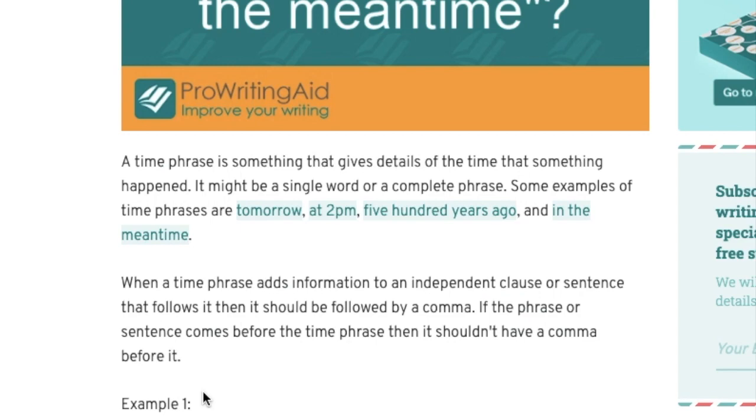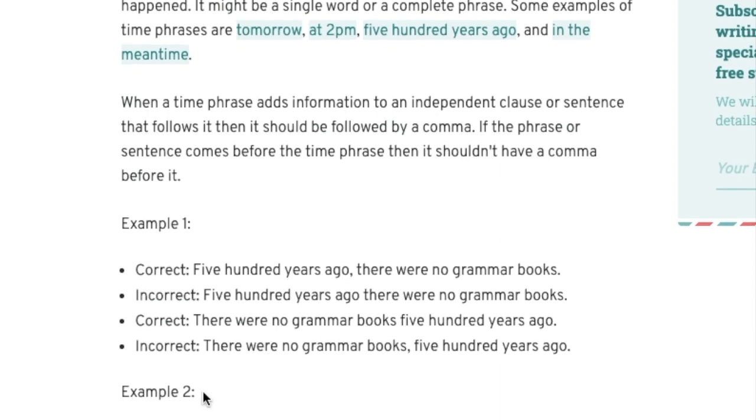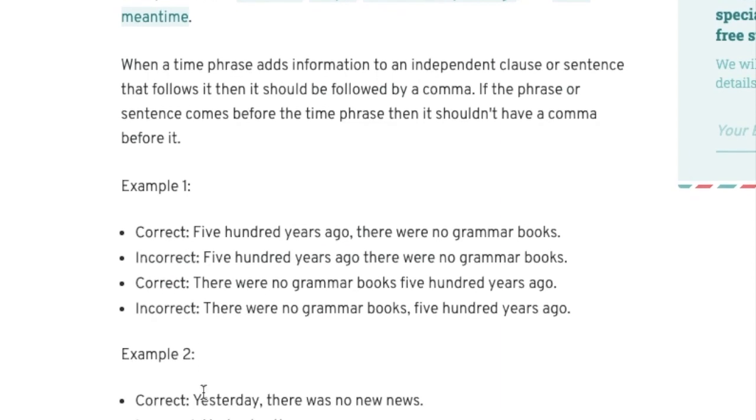Yes, you should. A time phrase is something that gives details of the time that something happened. It might be a single word or a complete phrase. Some examples of time phrases are tomorrow, at 2 p.m., 500 years ago, and in the meantime. When a time phrase adds information to an independent clause or sentence that follows it, it should be followed by a comma. Yes, well done. If the phrase or sentence comes before the time phrase, then it shouldn't have a comma before it.